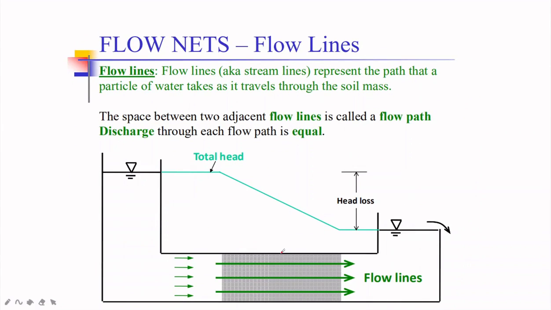Next, flow lines represent the path that a particle of water takes as it travels through the soil mass. So here the flow lines are what? It represents the path that a water droplet takes to move inside the soil. So the path taken by the water to move into the soil is given by what? Flow lines. The space between two adjacent flow lines is called a flow path. Discharge through each flow path is equal. So if it's equal, it means it's parallel only, right?